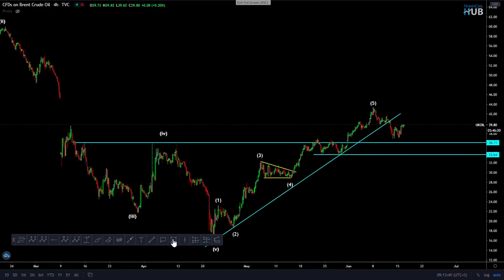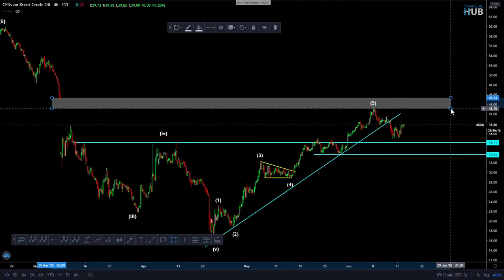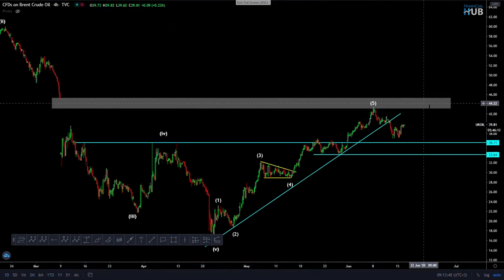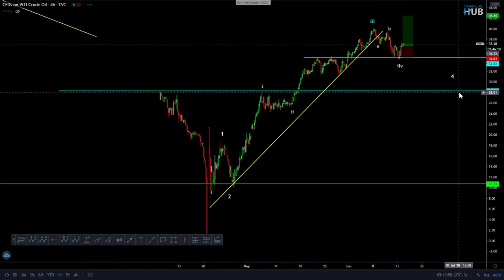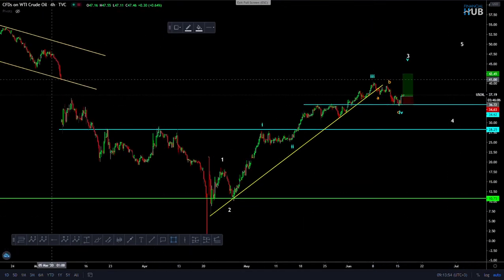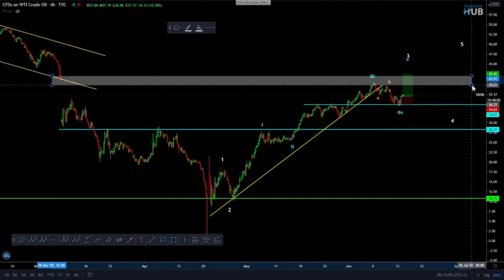Basically, I'm also looking for this gap to be filled. So you can see this big gap over here. The market sort of came and filled half of it, but we've not completed it. So that's what I'm looking at. Even if you go back to oil, the gap has almost been completed, but not fully. So this is what I'm looking at.